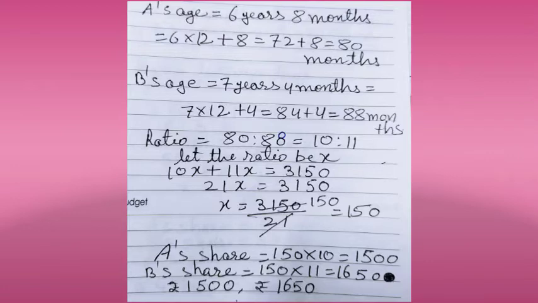80 months. Now the age of B is 7 years 4 months, given. Again we will change 7 years into months. We will get 84, 7 into 12. And so 84 plus 4 is equal to 88 months.